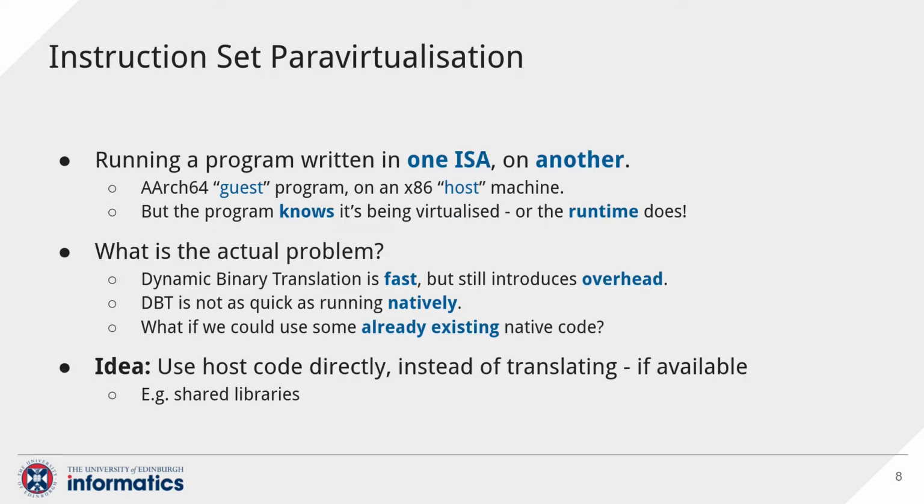Now, what is instruction set paravirtualization then? So we've spoken about instruction set virtualization. What is instruction set paravirtualization? This is where you run a program written on one ISA on another, for example, an AArch64 guest program on an x86 host machine, just like before, but this time the program knows that it's being virtualized, or at least the runtime knows that something is going on here.